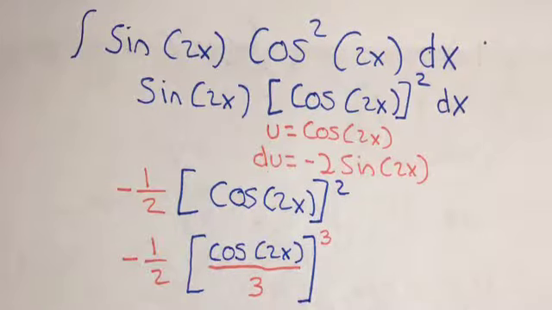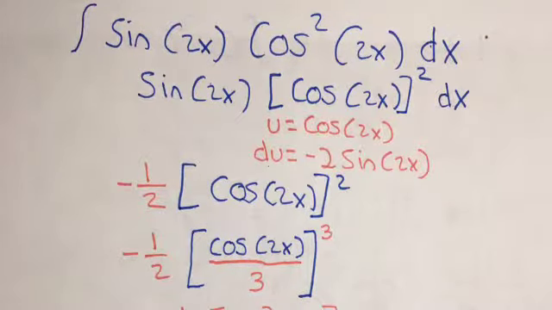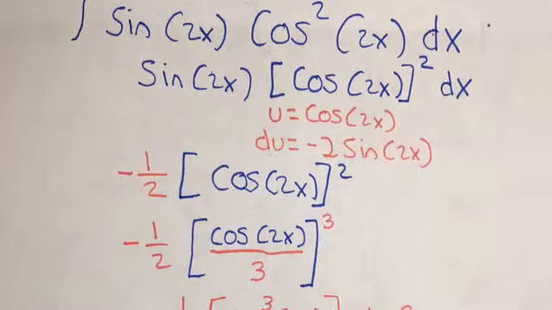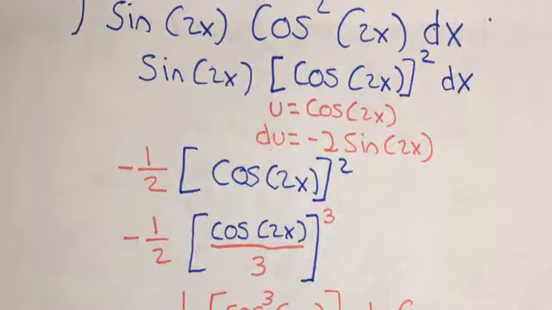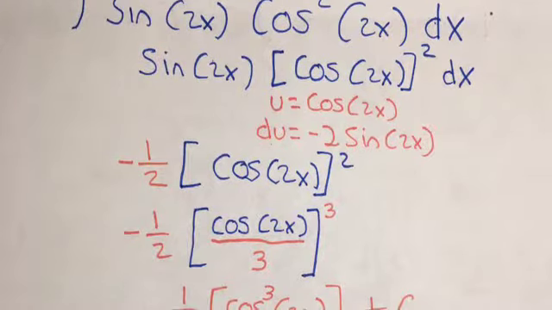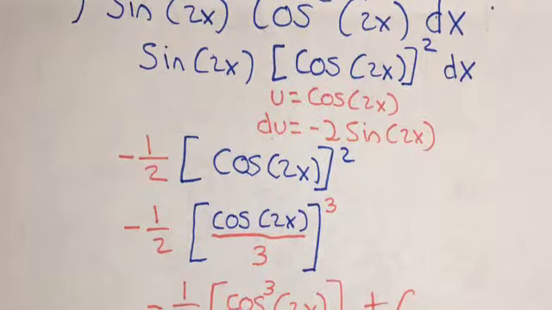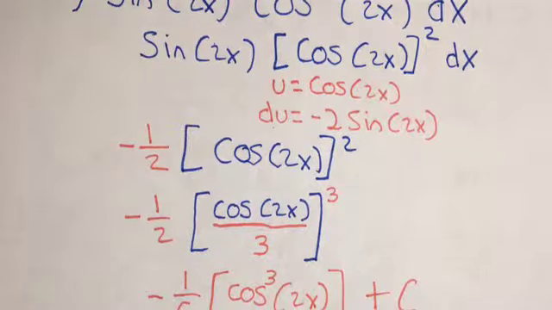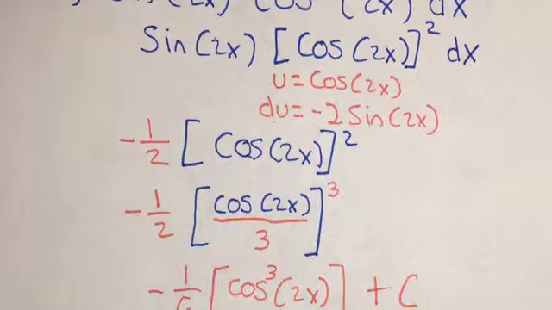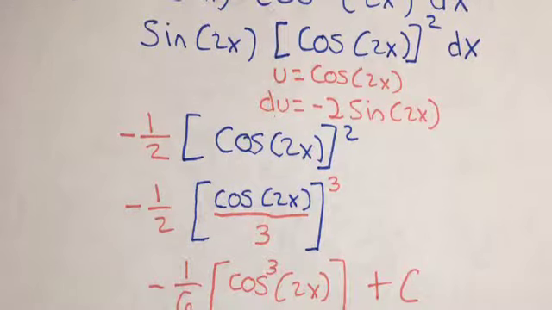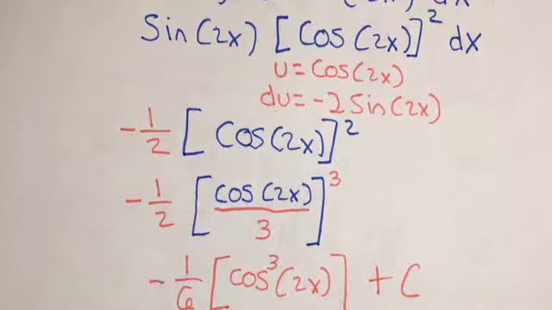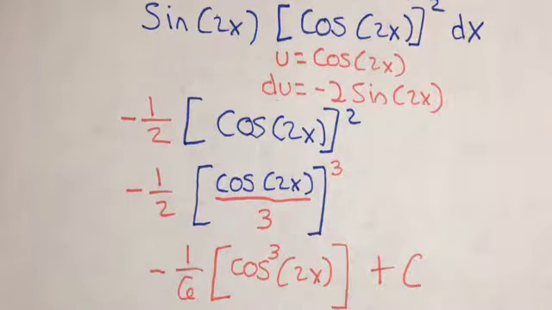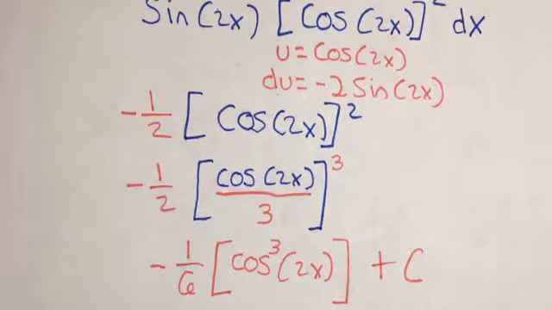So you get negative 1/2, and you then sum 1 to the exponent and then divide it by the same number. So you will get negative 1/2 your term divided by 3 and a 3 as an exponent. Then you solve it, and at last you just add your constant, which is c.